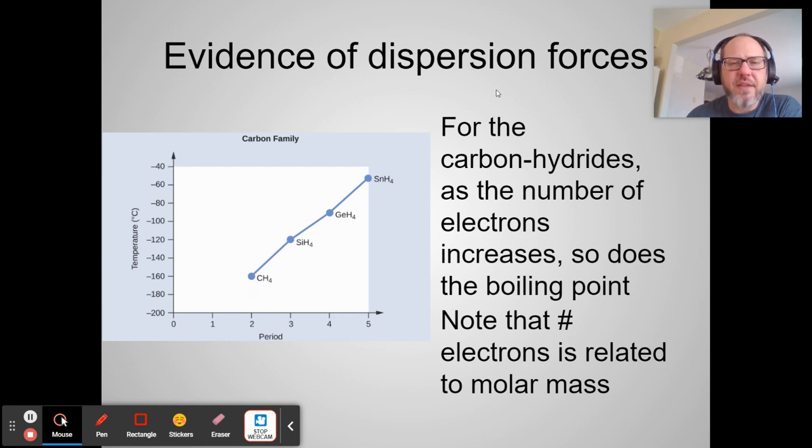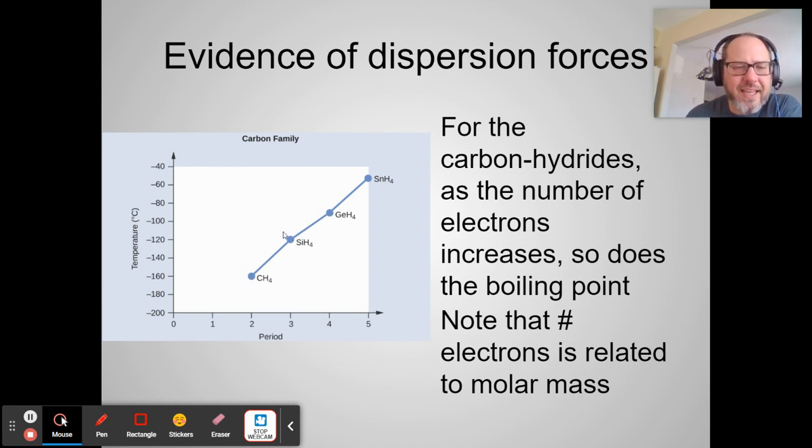So here's our evidence. Everything that we know in chemistry, we have to base upon observations, right? Here's our observations that help to confirm our idea about London dispersion forces. So you have methane down here with very few electrons, right? He has 10 electrons, right? Carbon has 6 and hydrogen has 1, and there's 4 hydrogens. So 10 electrons down here, we would expect him to have the lowest boiling point, right? Because he has the least amount of energy required to break those bonds, right? To break those attractions between molecules.